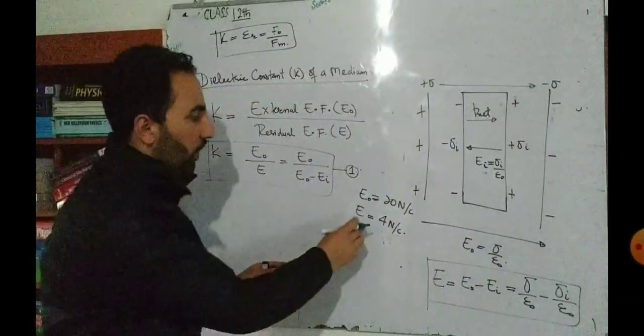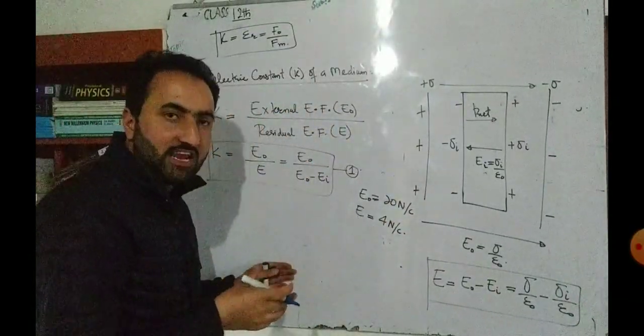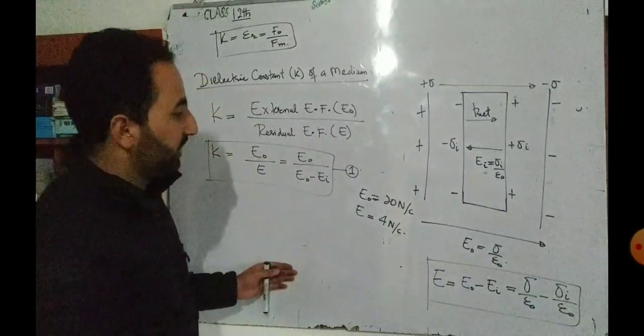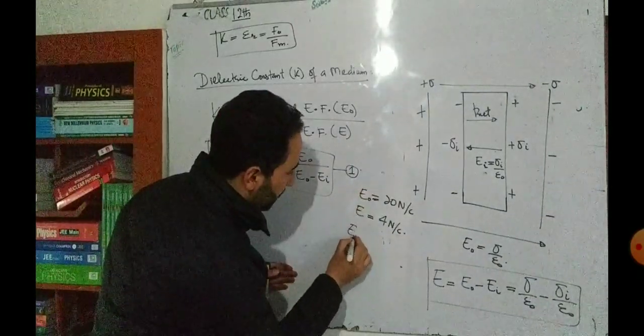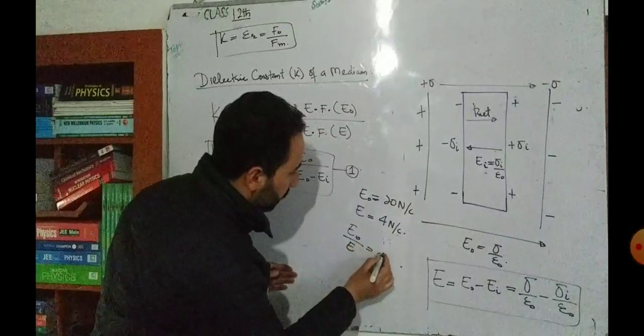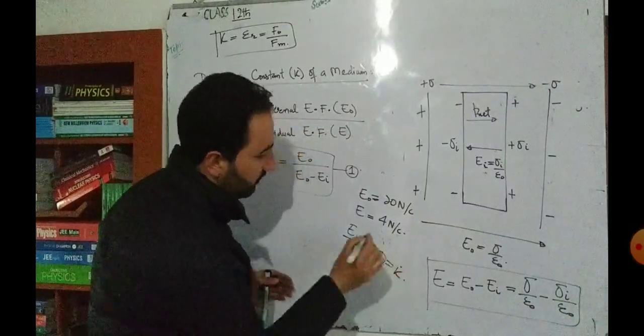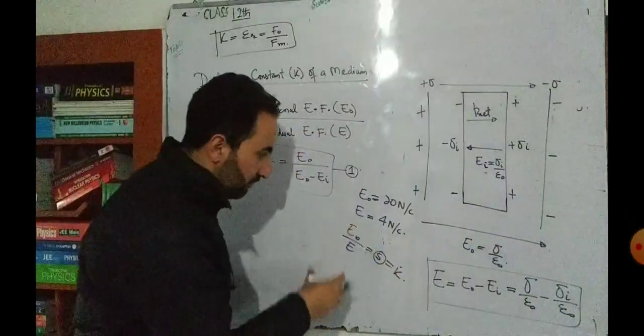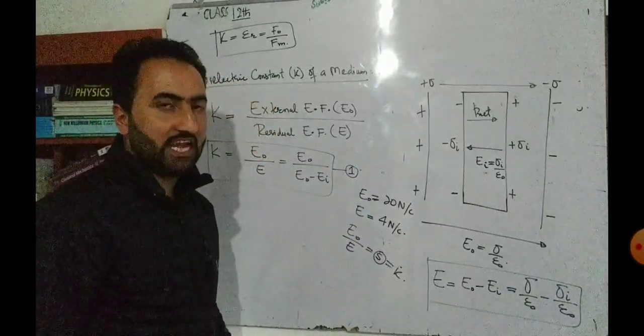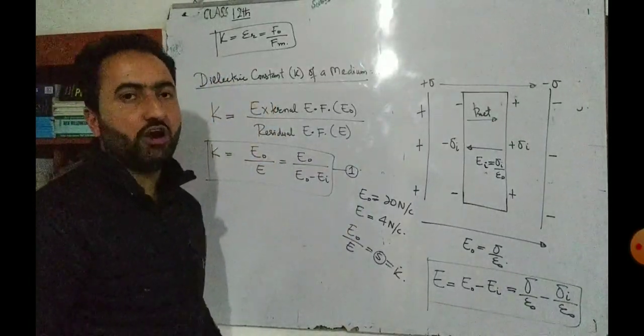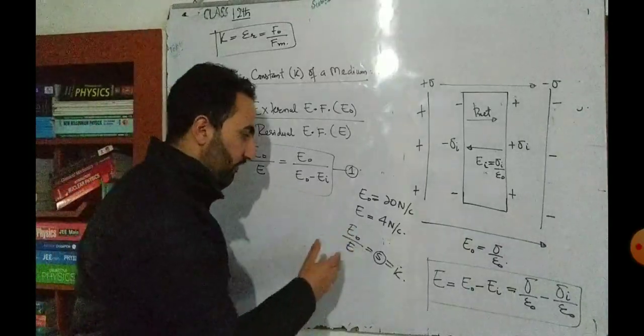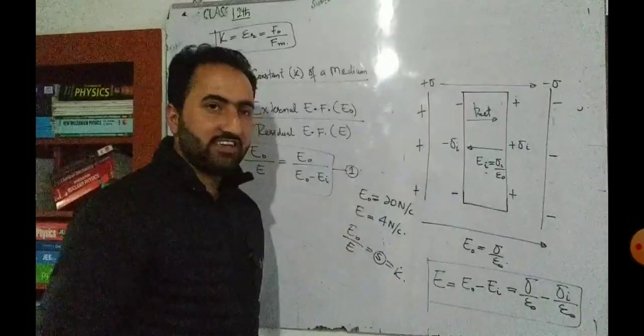This is the electric field when the dielectric slab is placed inside the region of electric field. The ratio of the two, that's E naught divided by E, is equal to 5. So that's called dielectric constant. तो अब इस 5 का मतलब क्या है? इस 5 का ये मतलब है that the electric field decreases or reduces or weakens 5 times on placing this dielectric here. ठीक है ना बेटा?